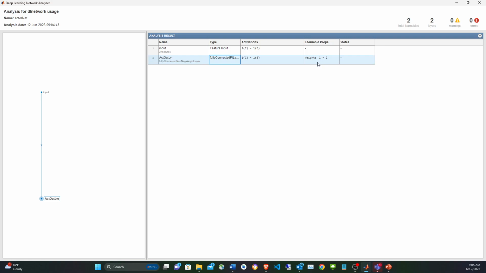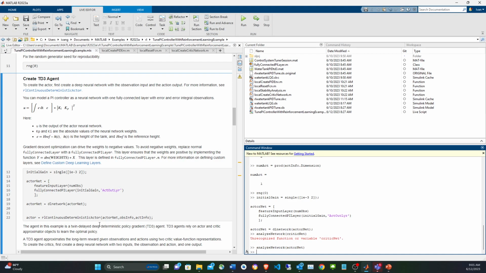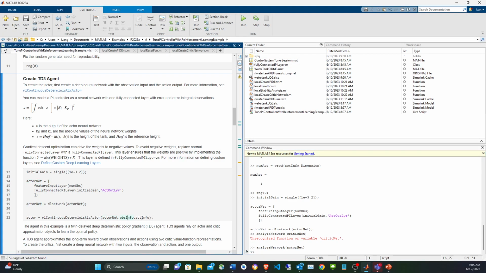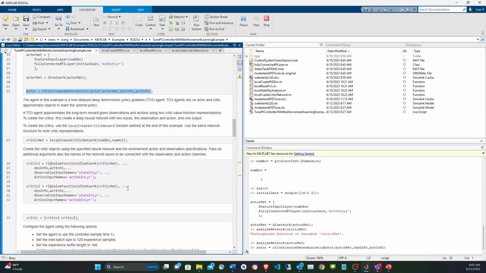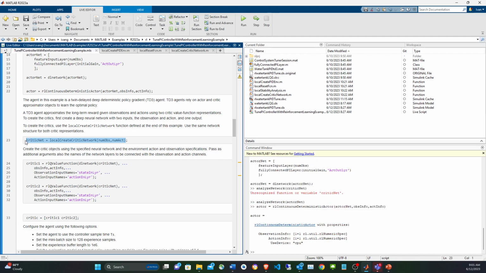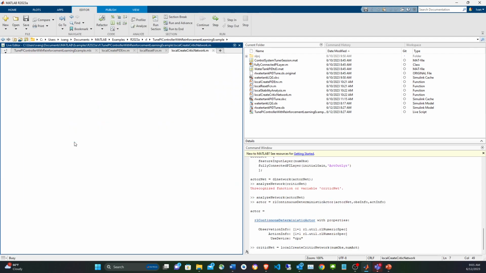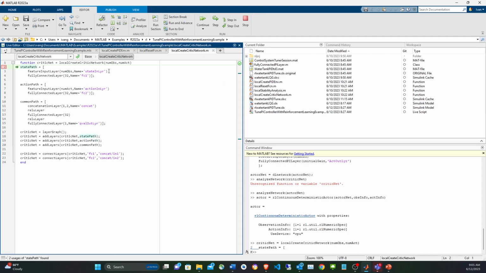That's what it's doing. The example doesn't mention it explicitly, but this is simulating the PI controller, this very simple actor. Okay, now that we have the network and we have the observations and the actions, we are going to create the actor. And now we're going to create the critic with this local function, which is similar to what we have seen in other examples.